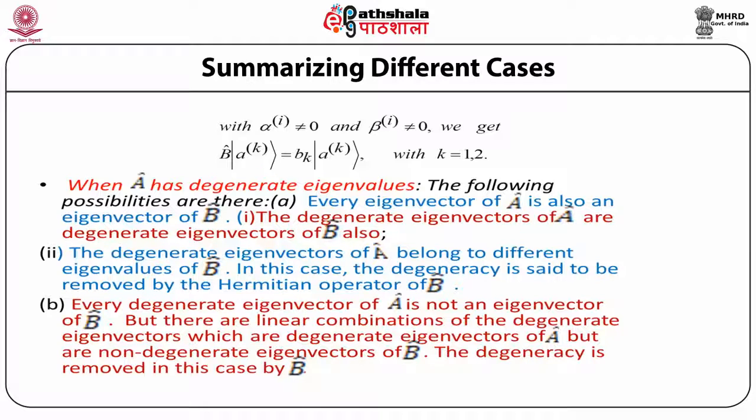And the other possibility is when every degenerate eigenvector of operator A is not an eigenvector of operator B, but there are linear combinations of the degenerate eigenvectors which are degenerate eigenvectors of operator A but are non-degenerate eigenvectors of operator B. The degeneracy is removed in this case by operator B. Complete set of commuting operators.